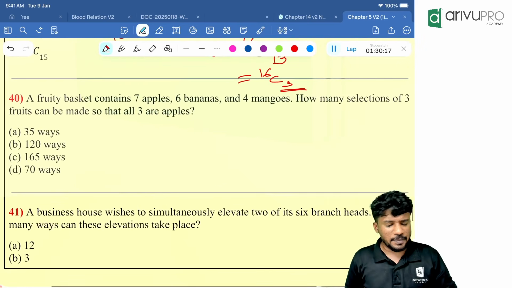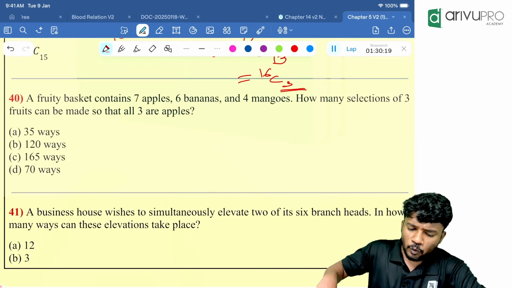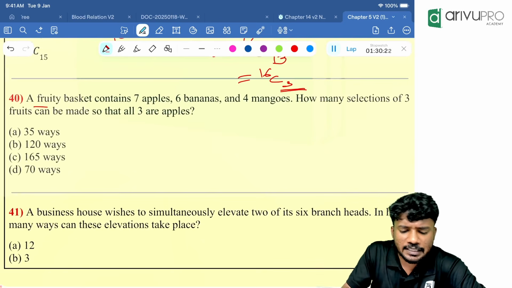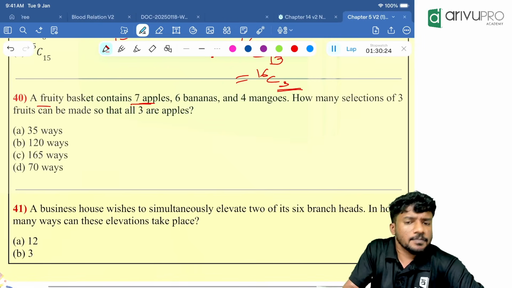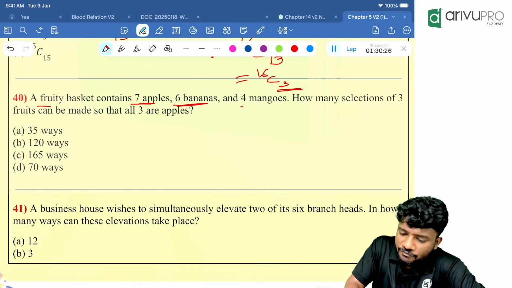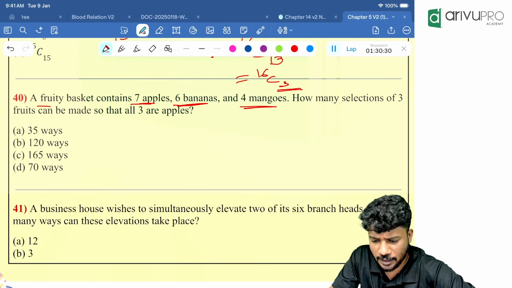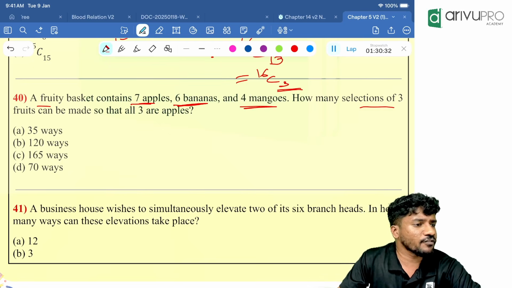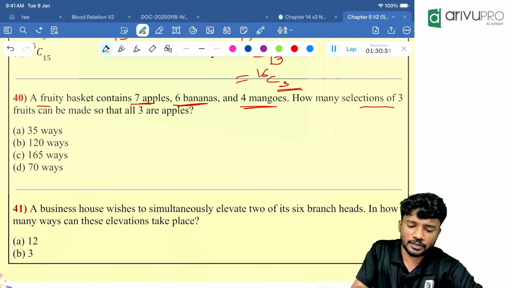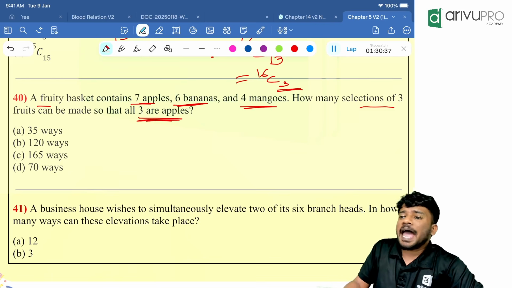Have a look at this. Basic question. A fruit basket contains 7 apples, 6 bananas, 4 mangoes. 7 apples are there, 6 bananas are there, 4 mangoes are there. How many selections of 3 fruits can be made so that all 3 are apples?